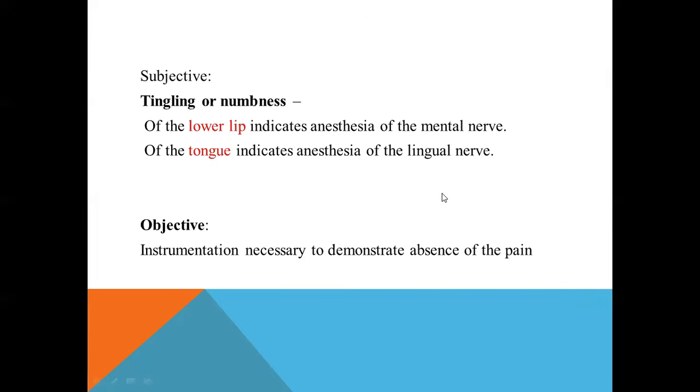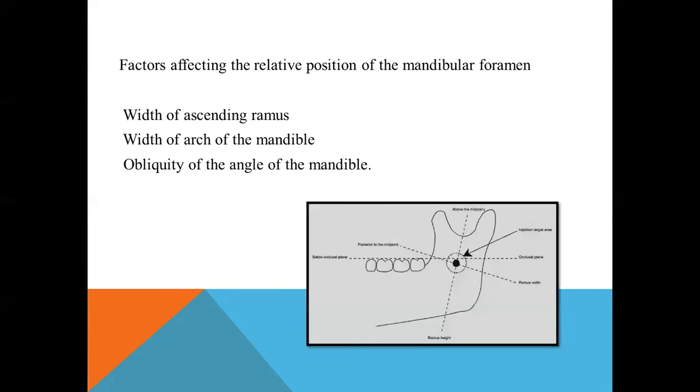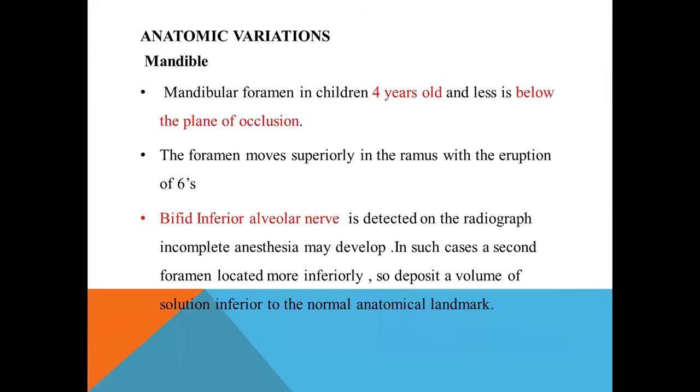The objective is what you are going to elicit, and the instrumentation necessary to demonstrate the absence of the pain. What are all the possible factors which affect the relative position of the mandibular foramen? They are the width of the ascending ramus, the width of the arch of the mandible, and the obliquity of the angle of the mandible.